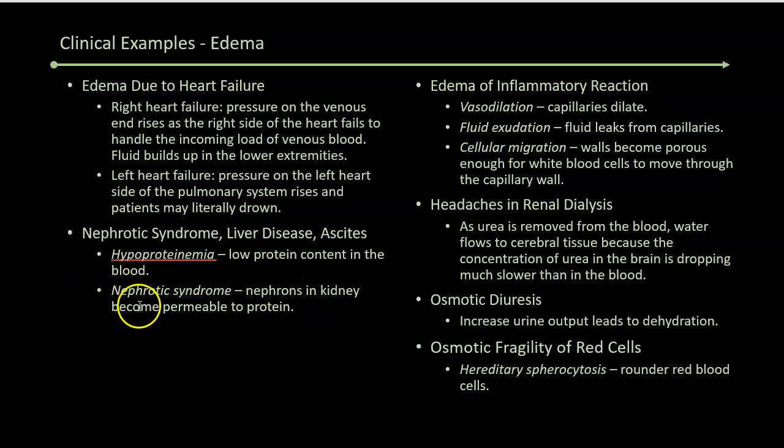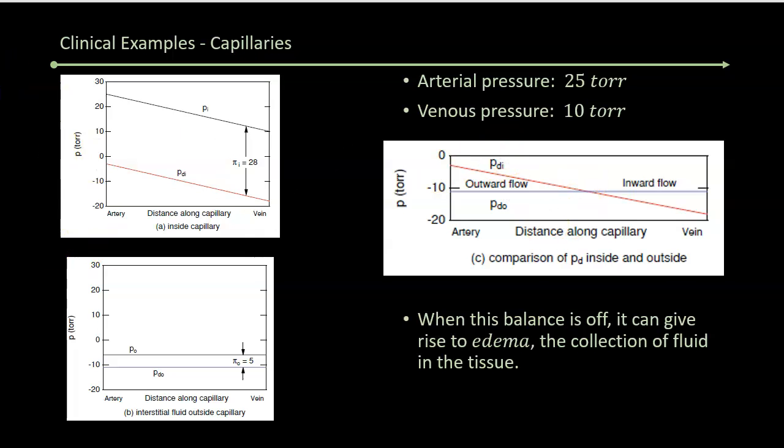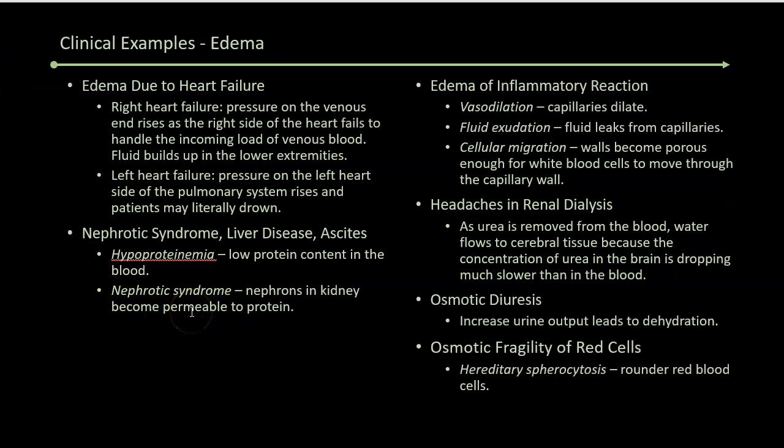And then nephrotic syndrome, nephrons in the kidney become permeable to protein, and that changes this whole dynamic again. When things go wrong with the kidneys, you end up peeing a lot of your fluid out, and you can dehydrate. This is a classic issue for people that are becoming diabetic, they're basically peeing out glucose, and so they're becoming dehydrated as they try and pee out all this glucose, because the glucose is driving the fluid in a particular direction.